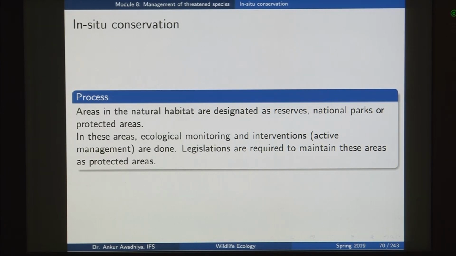Now, these interventions could be, say, if you are observing that the wild dog population in your area in the natural habitat is going down. So, then you would ask the question, what is the reason? Probably your wild dogs are not getting enough food, or probably they are suffering from some disease. So, the intervention in this case would be to intervene at the level of food or at the level of disease. So, suppose they have some disease, you might give them some antibiotics, or maybe you could try to vaccinate them if that disease is leading to a high death rate, and so on. So, that is the process of in situ conservation.